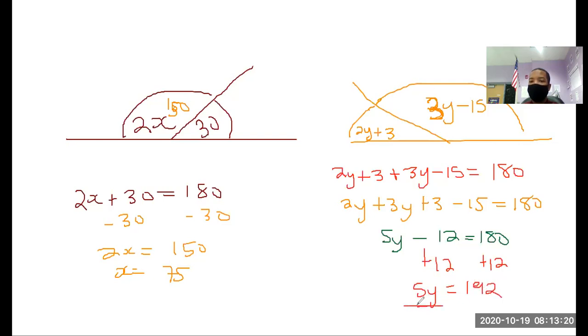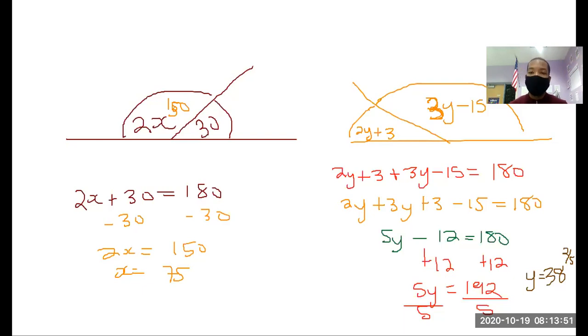And then I have to divide both sides by 5. So y is equal to 38 with the remainder 2/5. So that's what y is equal to. Sometimes they'll ask you what is the value of the variable. So then we'll leave our answers like this.